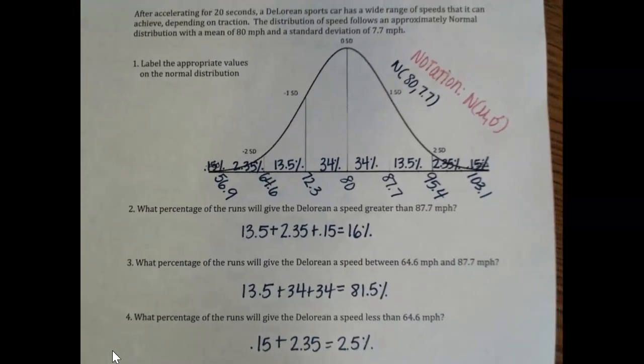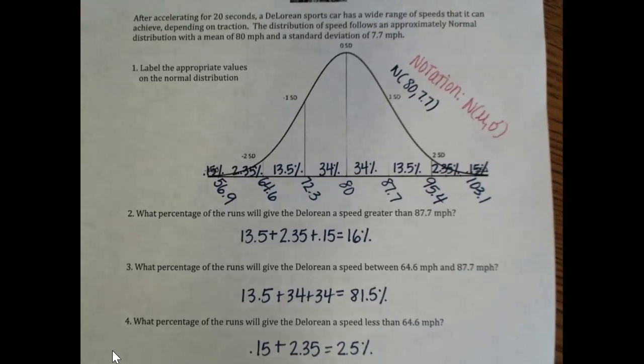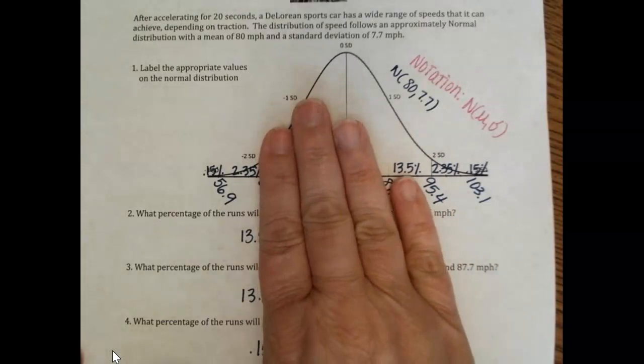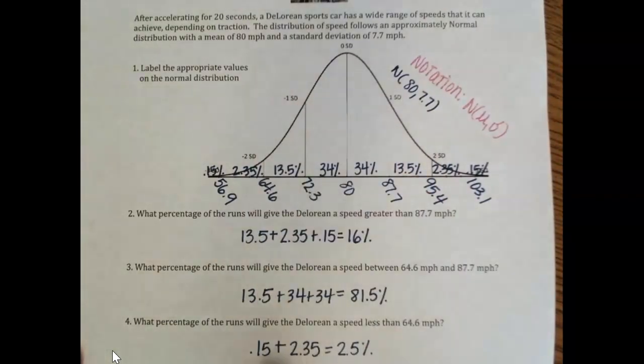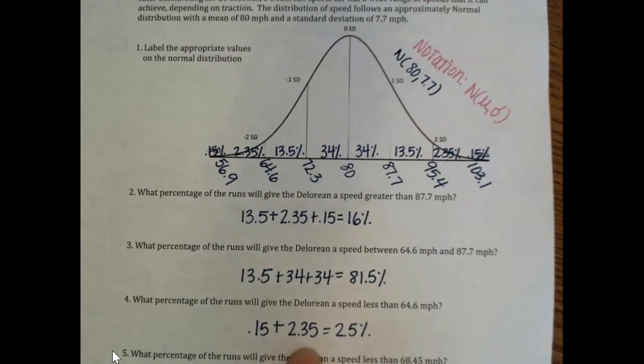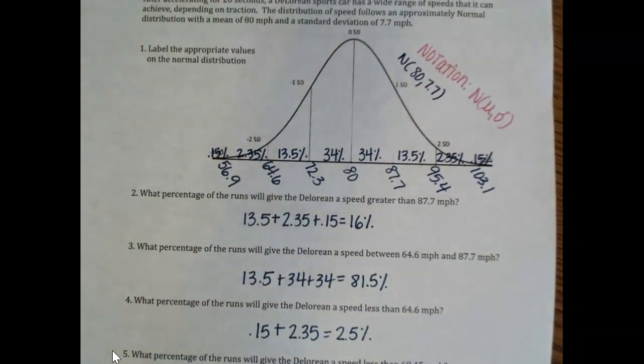Question 4. What percentage of the runs will give the DeLorean a speed of less than 64.6? So less than 64.6 is those two sections. So when I add them up, I get 2.5%.